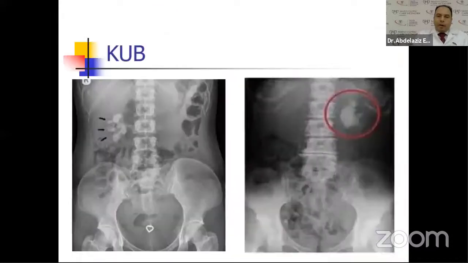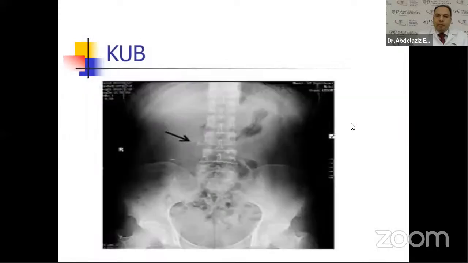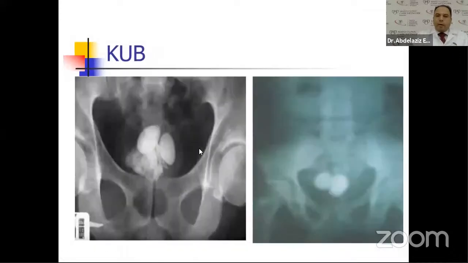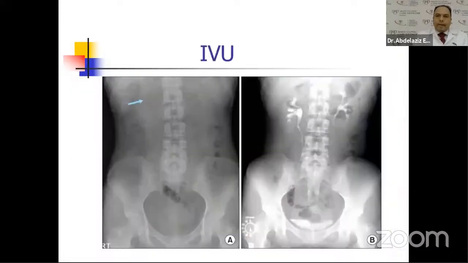The X-ray appears as a radio-opaque shadow, as we see, in the region of the right kidney, or a radio-opaque shadow in the region of the left kidney. Here, there is a radio-opaque shadow in the course of the upper right ureter, and there are multiple radio-opaque shadows in the region of the urinary bladder. This is an IVU, especially useful in radiolucent stones. It appears as a filling defect in the pelvis of the right kidney with hydronephrosis.